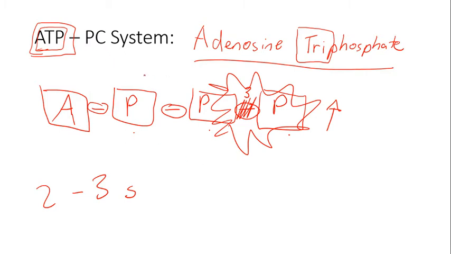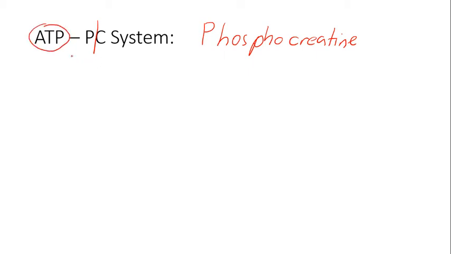If we start to look at the PC section of this system, also known as phosphocreatine, let me write that down there. Phosphocreatine is able to be broken down just like that third P was within ATP. We're able to break down phosphocreatine and refuel or resynthesize our adenosine triphosphate stores. What this is known as is a coupled reaction, and I'll explain that now.